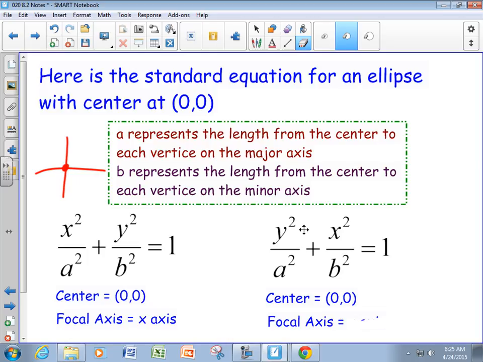Okay. Over here, notice the A squared, and I didn't have to necessarily put the y squared first. I could have had the y squared second and still had the A squared underneath it. The A squared is going to be the bigger value, and it's going to go in the y direction this time. So this time we would go up and down with our A, and our focal axis would be the y-axis.